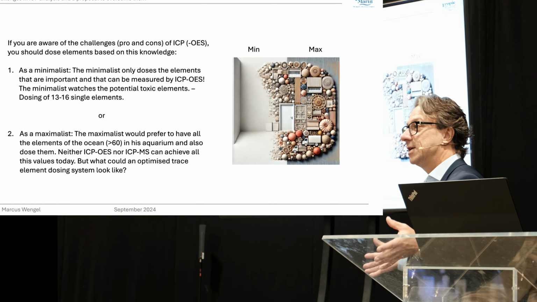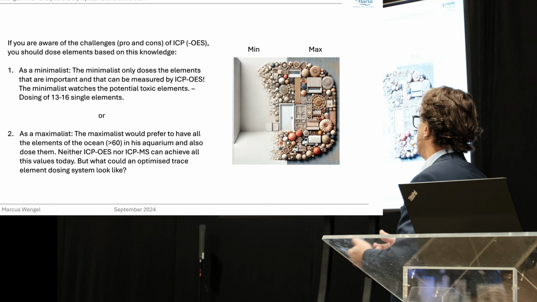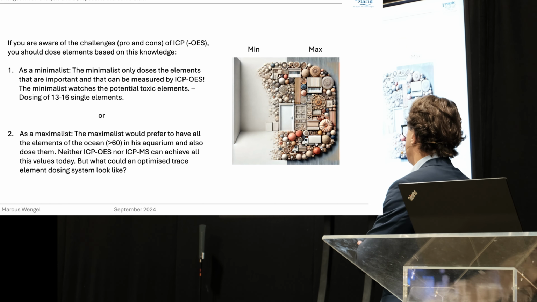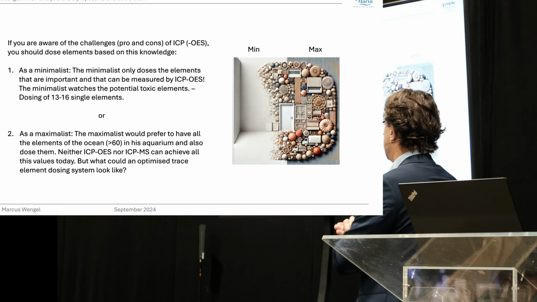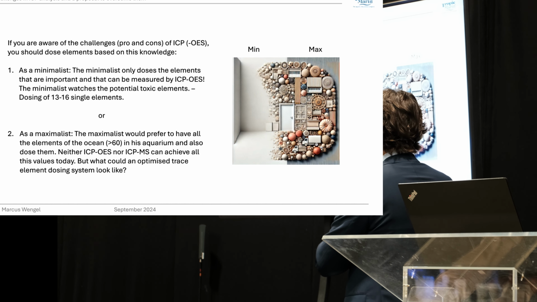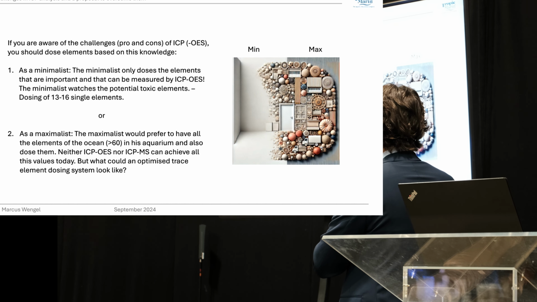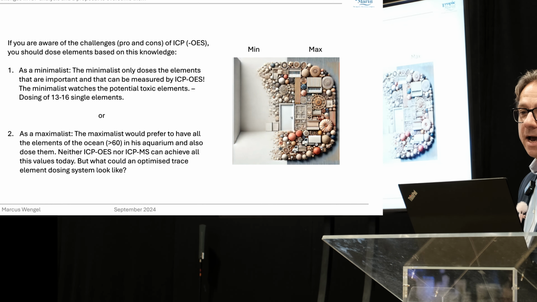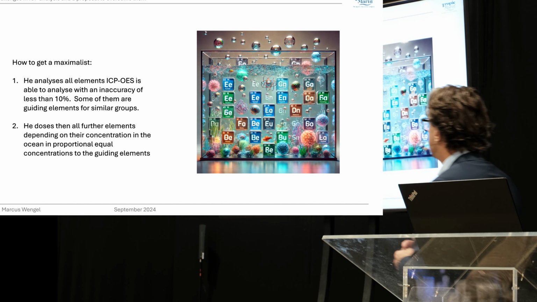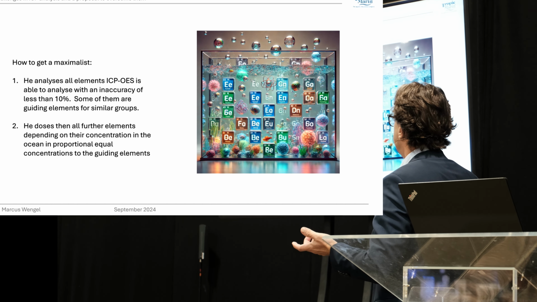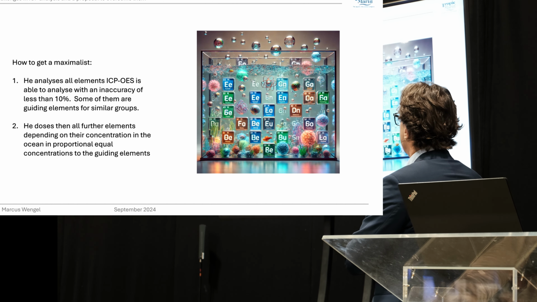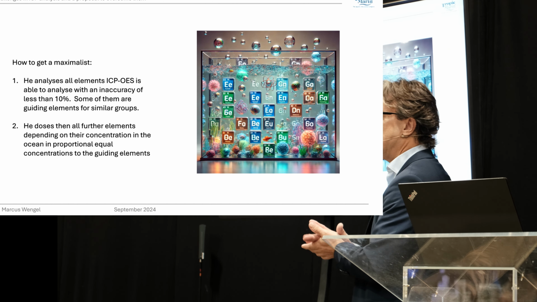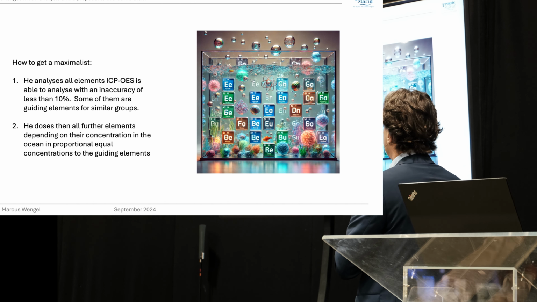As a maximalist, you would like to have all the more than 60 elements of the ocean in a correct value in your tank. Neither ICP-OES nor ICP-MS can achieve all these values today. But maybe we could find an optimized trace element dosing system with the knowledge of science and also the ICP thing. So the maximalist analyzes all elements in ICP which he is able to analyze with an inaccuracy of less than 10%. These are the elements we are able to measure very well.